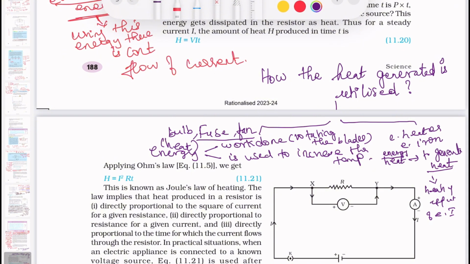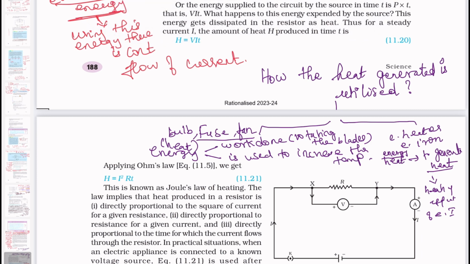That is, we use the complete energy in the form of heat for the particular electrical device only, or we use the complete energy in generating the heat only. So when we use the complete energy into heat, that is called the heating effect of electric current. So in our devices like bulb, fuse and fan, we don't use the complete energy. Some energy we use for work done, like glowing of the bulb or the rotating of the blade, and some energy is generated as heat, which is used to raise the temperature. So this is what is given in the textbook.